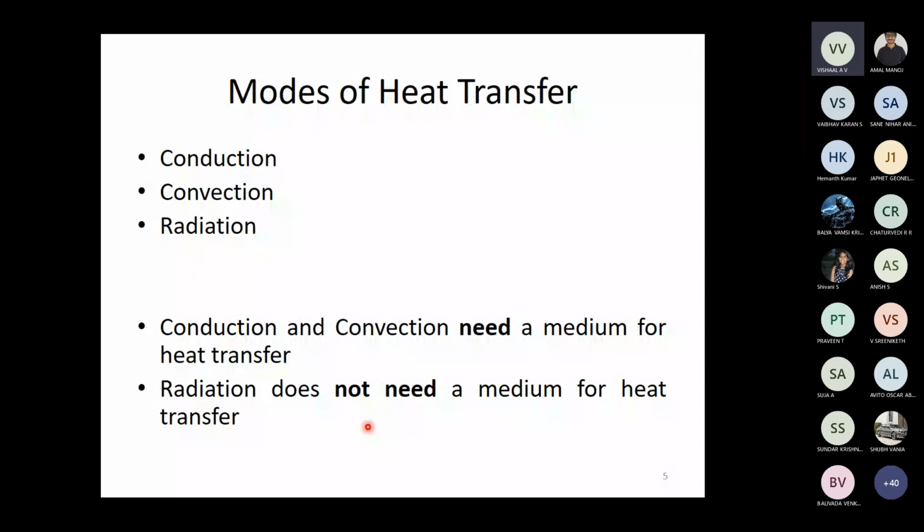And fortunately for us, we are on Earth, which is properly placed in the solar system, so that we have the right temperature for life to survive and sustain. So this is one aspect of radiation. It doesn't need a medium, and in fact, if there is no medium, it works best.